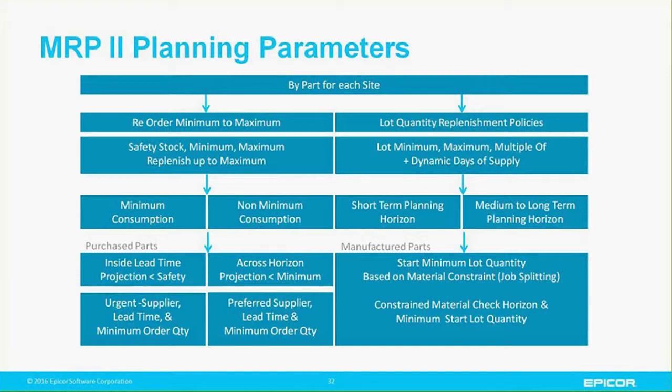If there is sufficient material to produce the minimum acceptable lot size, then a planned job will be raised and scheduled for this quantity, and the shortfall relative to demand will be replenished by the short or medium long-term parameters depending on the date in the planning horizon on which the splitting occurs.